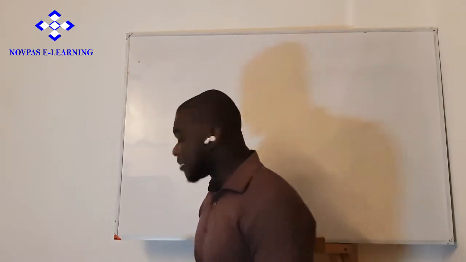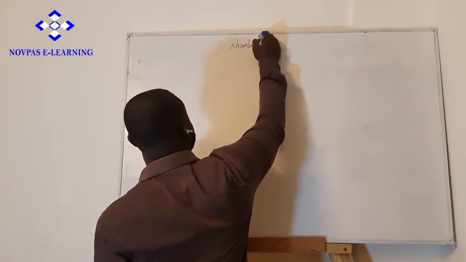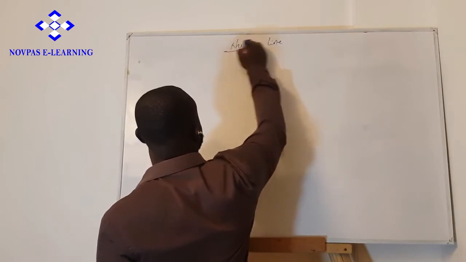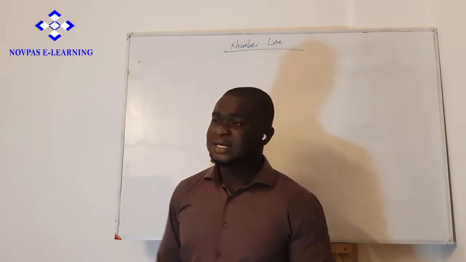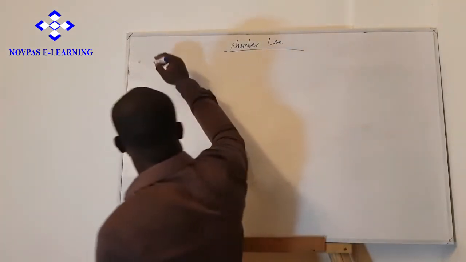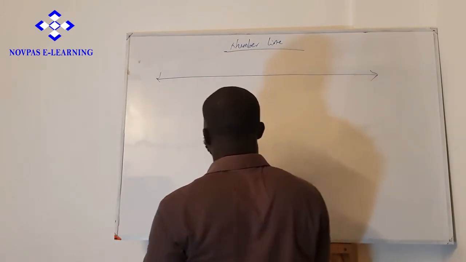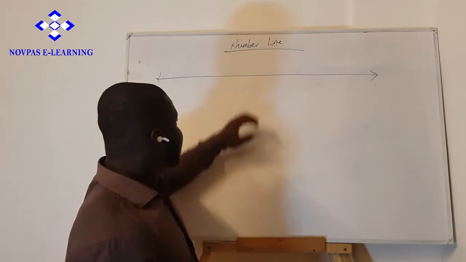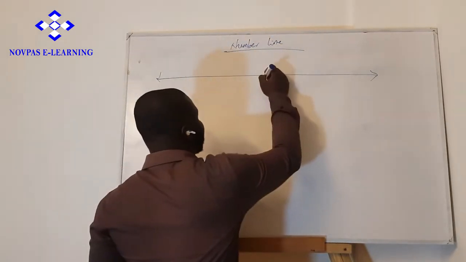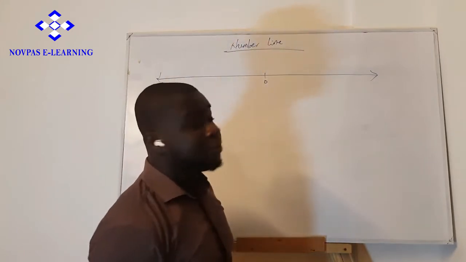So quickly, let's talk about number line. Okay, let's talk about number line. So what is a number line? Typically, this is how a number line is drawn. Then we put some figures by it. So this is our midpoint, that's our 0.